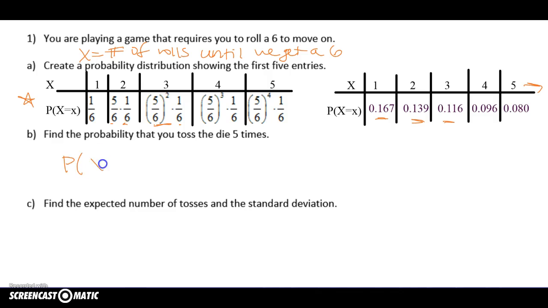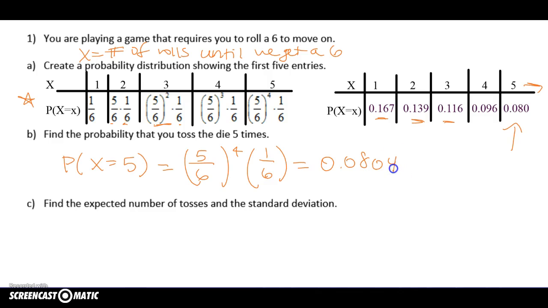So we want to find the probability that you toss the die 5 times, meaning that we get a 6 on that 5th roll. Well, first of all, we have it right here as the 0.08, and that means that we did not get our 6 in 4 rolls, but we did get it on the 5th. And that's where that 0.0804 comes from. Our expected value, our expected number of rolls, is going to be 1 over p, or 1 over the 1/6, which is 6 rolls.